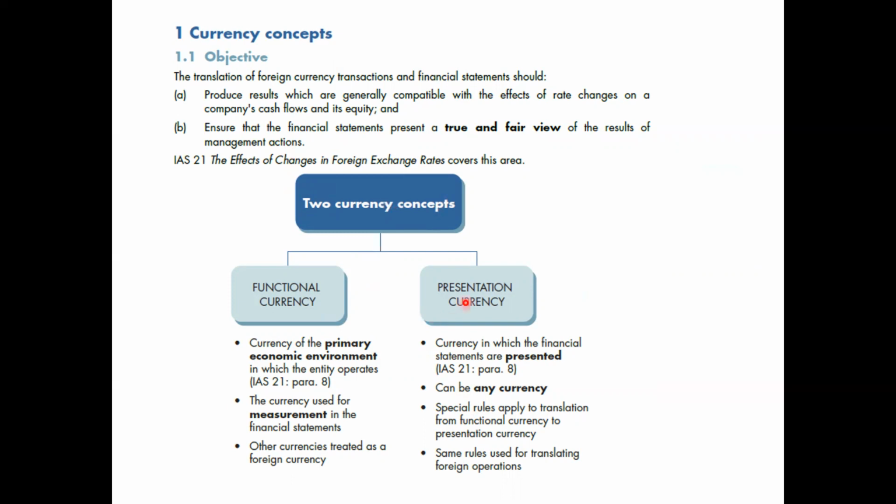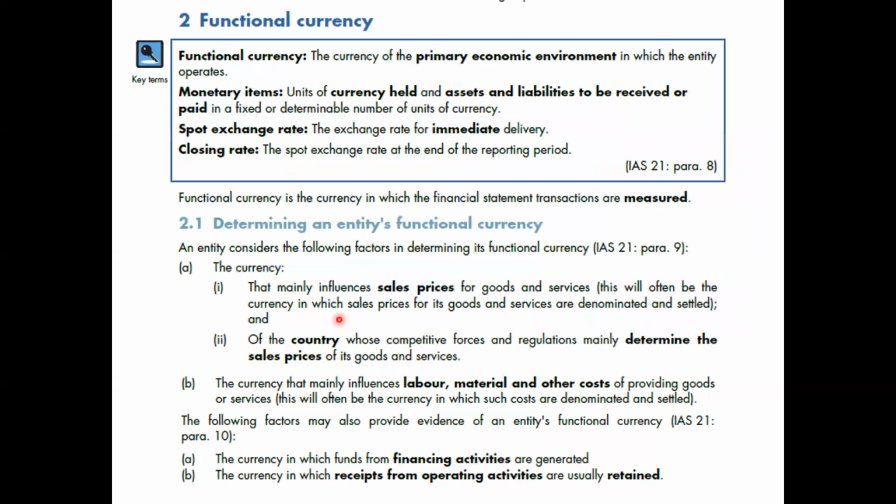If we think about the concepts that you need to master, you need to know what the presentation currency and the functional currency are. Whenever we translate items to our presentation currency, we need to see monetary items. We need to know what monetary items are. It's units of currency held, and assets and liabilities to be received or paid. I need to know what a monetary item is. I need to know what a spot rate and a closing rate are.